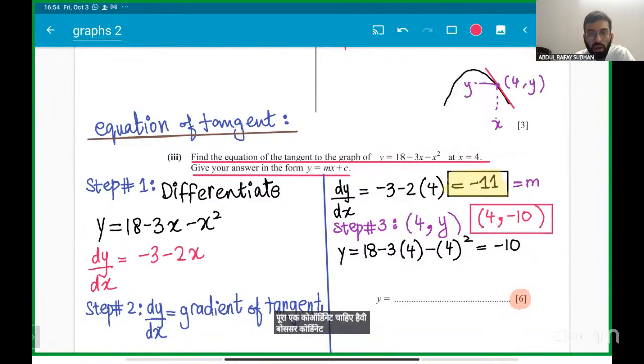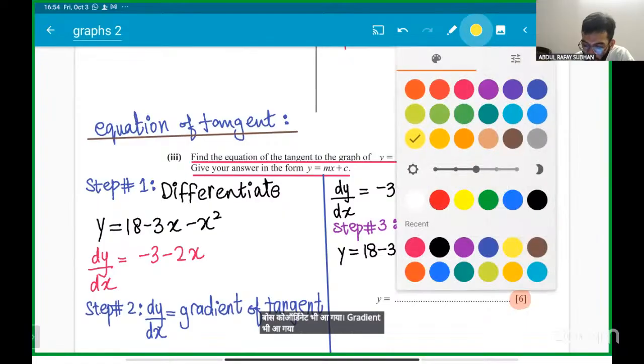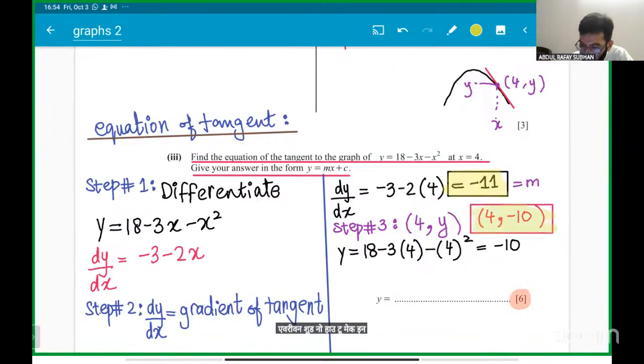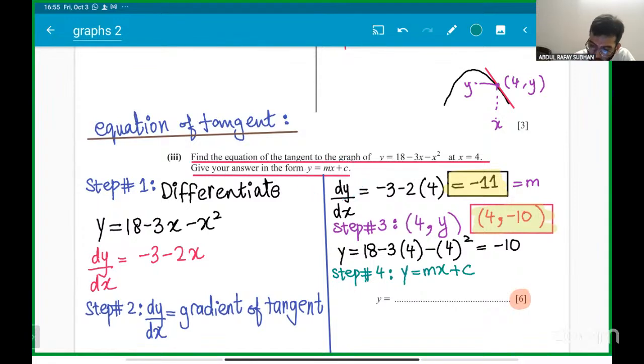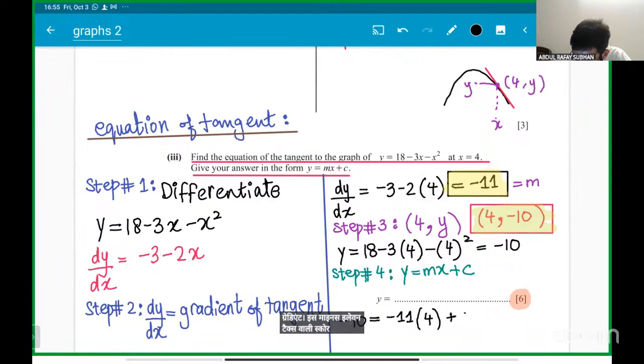Here we go, sir, the coordinate has come and the gradient has come. Everyone should know how to make an equation of the line. Sometimes you have to skip step number 3 if the y value is available, but in our case it was not available. So we have to get y = mx + c, the equation of the line. Everyone knows how to find this out. The y value is -10, the gradient is -11, the x value is 4. Just get the c value.